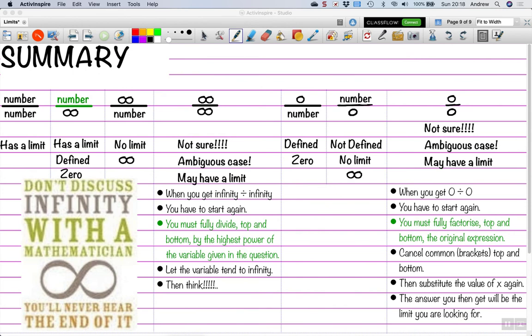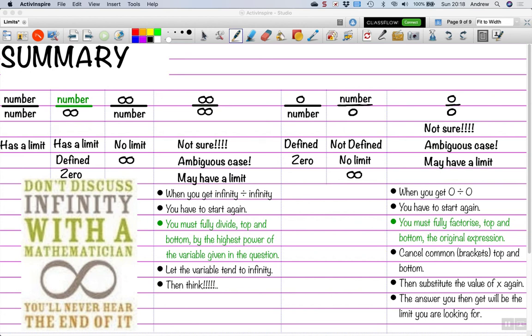This is a summary table of all the results. If you end up with a number over a number, well, it has a limit, and it will be whatever the number is over whatever the number is. If you've got a number over infinity, it has a limit, it's defined as 0. If you've got infinity over a number, there's no limit. If you've got infinity over infinity, not sure, so therefore you have to follow the method indicated below it. If you've got naught over a number, that is defined, and the answer is 0.